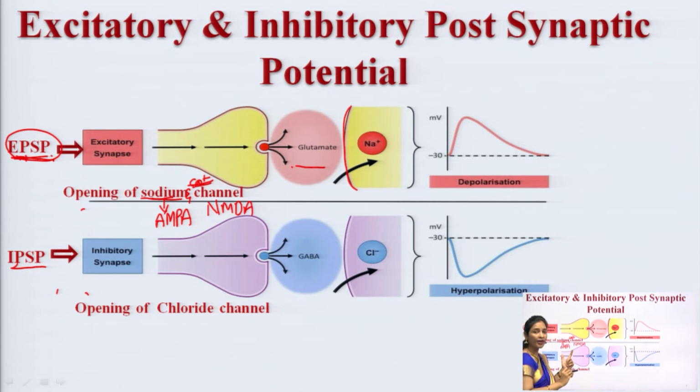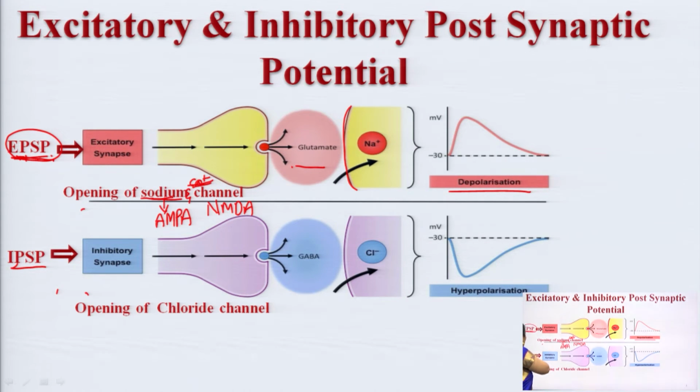So, these are the two points, it will be clear, right. Glutamate has two types of receptors, namely AMPA receptor and NMDA receptor. When glutamate binds to the NMDA receptor, the opening of the calcium channel is seen, and when glutamate binds to the AMPA receptor, the opening of the sodium channel is seen. And finally, what is going to happen here? Depolarization of the cell. So, this is called an excitatory postsynaptic potential.